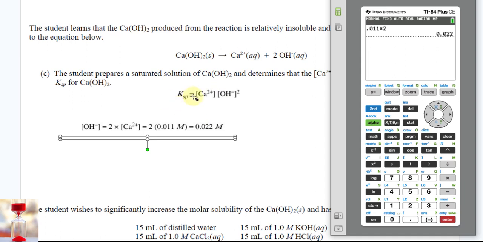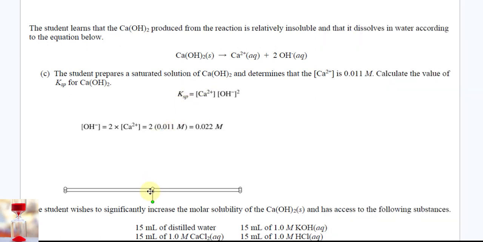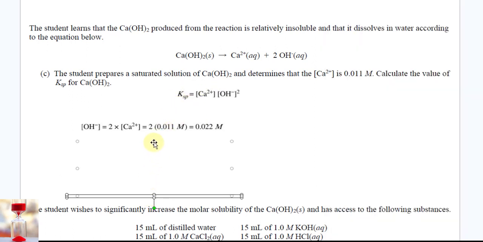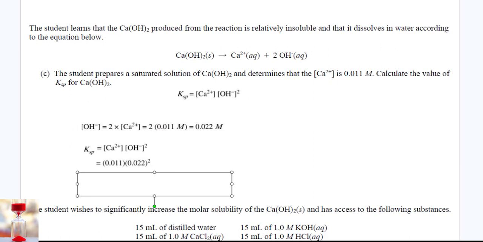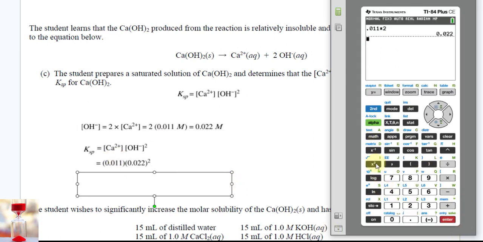I have to calculate the KSP, which all we need to do is plug the numbers in. Again, on your calculator, I'll just square that last answer and then multiply that. You don't have to put the multiplication sign in, but I'll put it in anyway. 0.011. Double check things. Yes, I've got the decimal points right. My answer 0.022 squared. Nothing else to deal with.